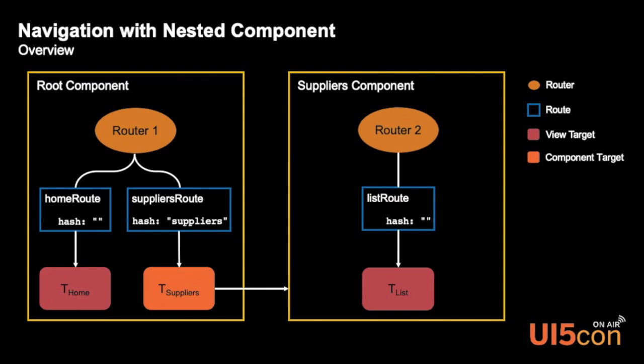Now we go to the next slide. Here we illustrate our routing configuration from another perspective. On the very left side, from top to bottom, you see a root component. Within the component, you have a router, and then a route, drawn as a rectangle with a blue border. This will display the home target, shown in a reddish color, called the target home.